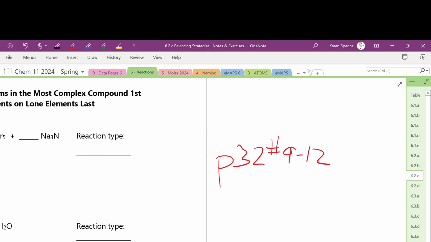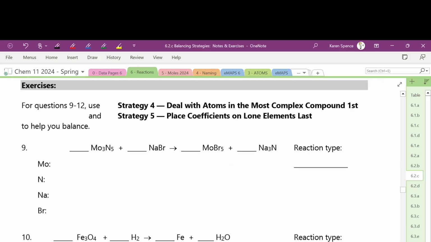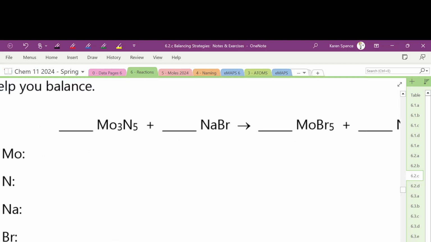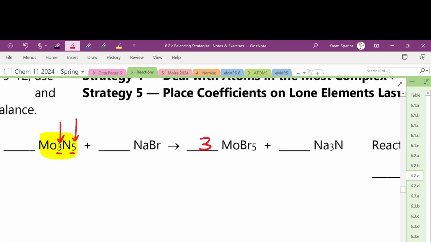Folks, I'm just going to do that first one because a lot of people didn't quite catch the strategy of do the most complex compound first. So let's take a look. What I do is I say, who is most complicated? That is the MoN5. I've got lots of coefficients there, so this is the most complicated. So what I'm going to do now is try and get 3 Mo's and 5 N's on the other side. So I'm just going to put a 3 in front here to give me 3 Mo's, and I'm going to put a 5 in front here to give me 5 N's.